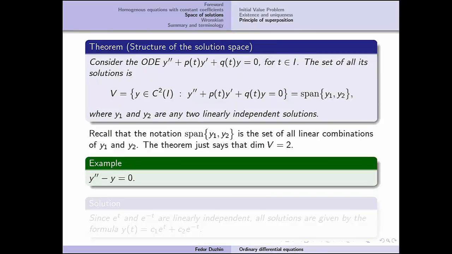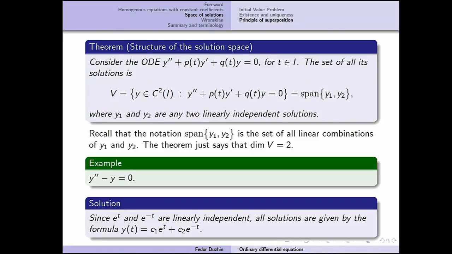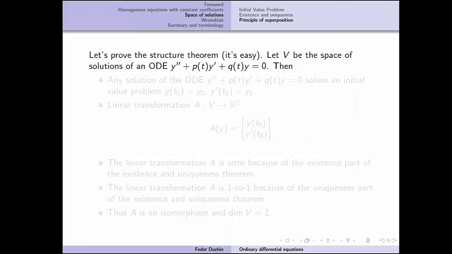So, for example, now we can rigorously conclude that there is no more solution of this differential equation, that every solution can be presented in the form of some constant times e to the t plus some other constant times e to the minus t. So there is nothing else. This is what's important. Nothing else. Alright, now we're going to prove this theorem.